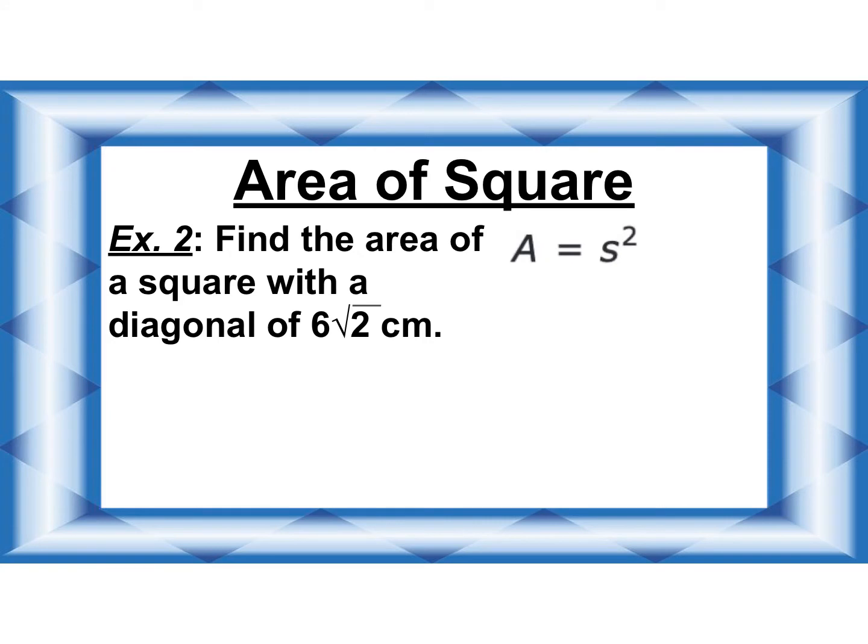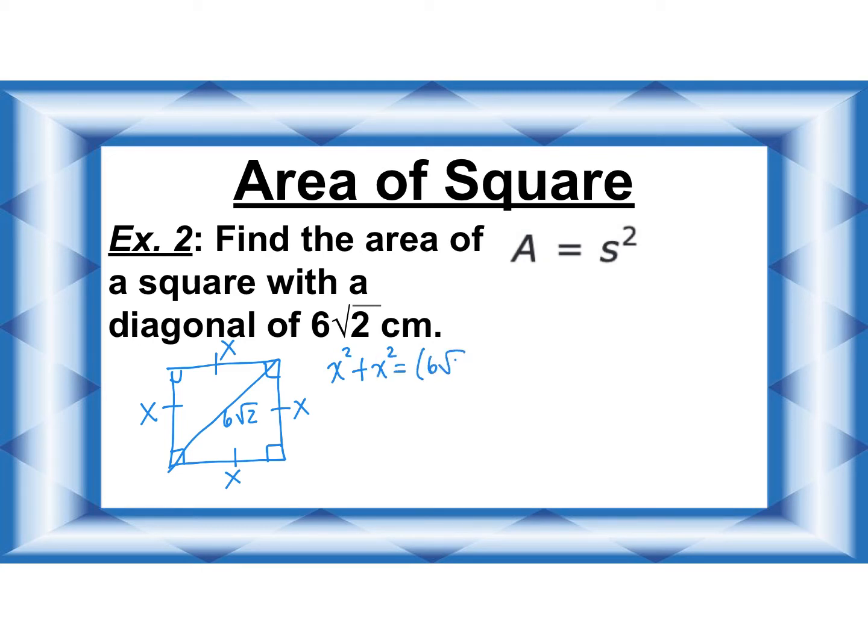Let's try this. We have a square. Find the area of a square with a diagonal of 6 root 2. So I'm going to draw my square, with all my little right angles, and my diagonal measures 6 root 2. Well, I know in a square that all the sides are the same, so I'm just going to call them x, and I have to do the Pythagorean theorem. So I'm going to do x squared plus x squared equals the entire thing, 6 root 2, squared. x squared plus x squared is 2x squared. The square is going to square the 6 and the square root, so I'm going to have 36 times 2, which is 72.